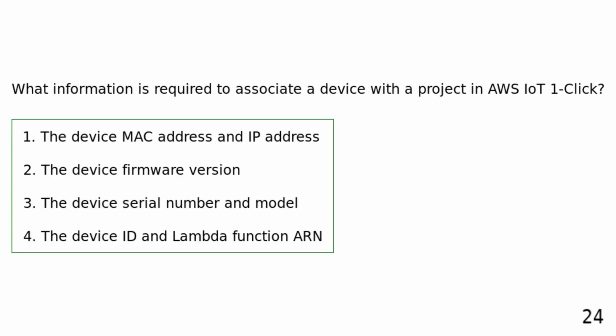What information is required to associate a device with a project in AWS IoT one-click? The device MAC address and IP address. The device firmware version. The device serial number and model. The device ID and Lambda function ARN.